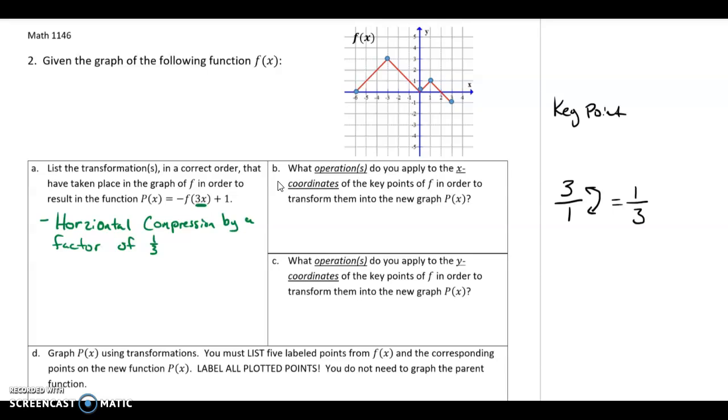So what we're going to actually end up doing, and I'm just going to go ahead and answer this question right now: what operations do we apply to the x values? That's the only thing happening on the inside. So you're going to take the x values and you're going to multiply them by 1/3.